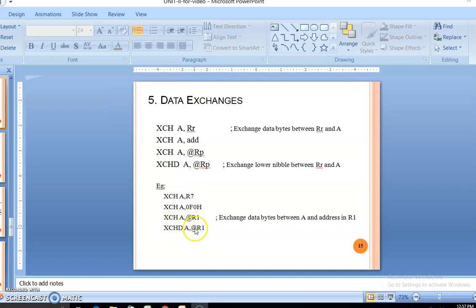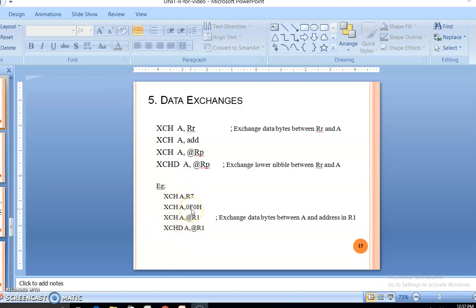And the fourth one, @R1, is nothing but R1 having some data. That data you are treating as an address, and that address has some data. That data is exchanged with the accumulator data, and that is only the lower nibbles, not the total 8-bit data.